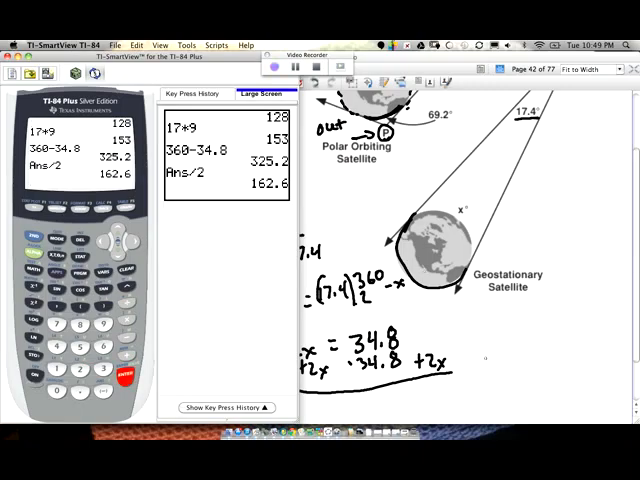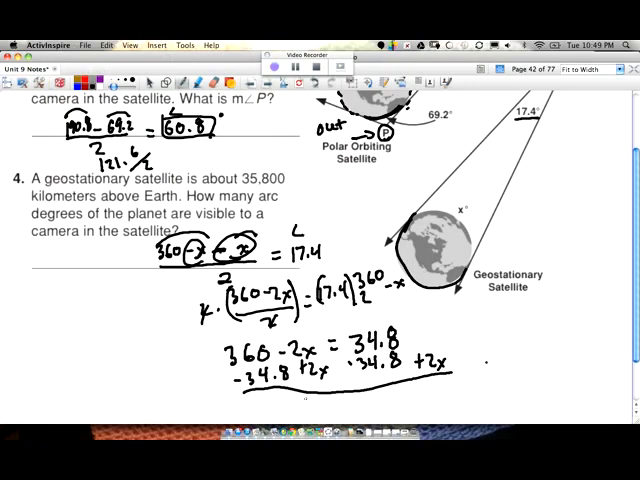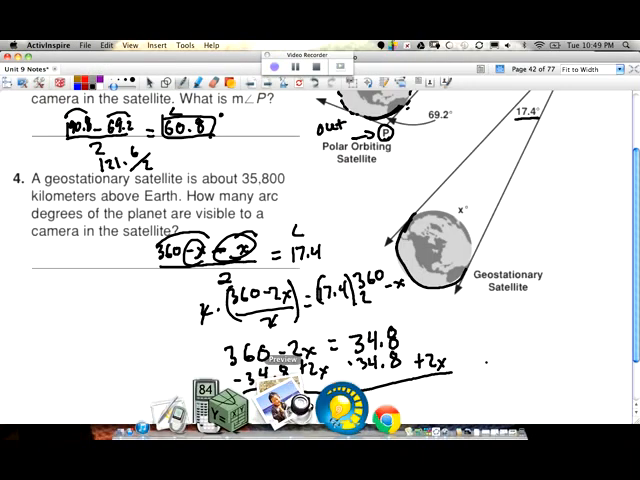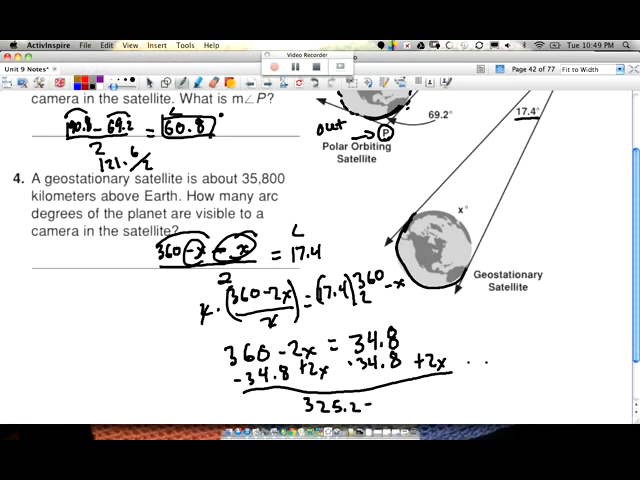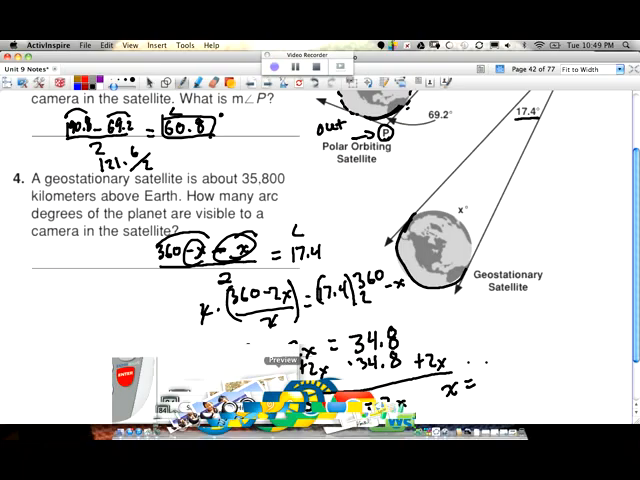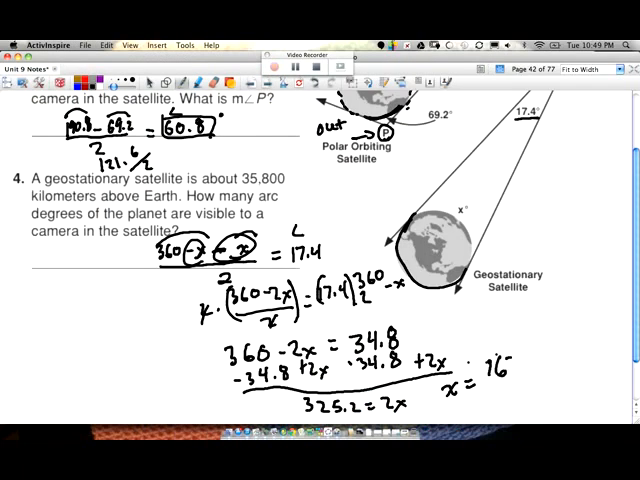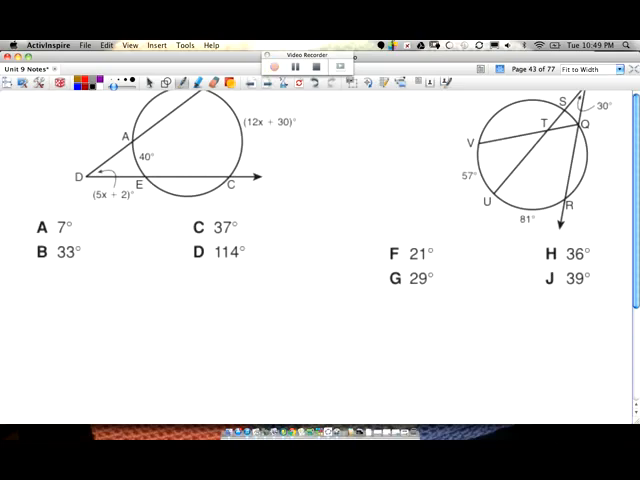Then I'm going to wind up dividing that by 2. It gives me 162.6, because 325.2 equals 2x, and then we figure out that x equals, it was here just a second ago, 162.6. Check. That was awesome. Okay, let's keep going with this idea.